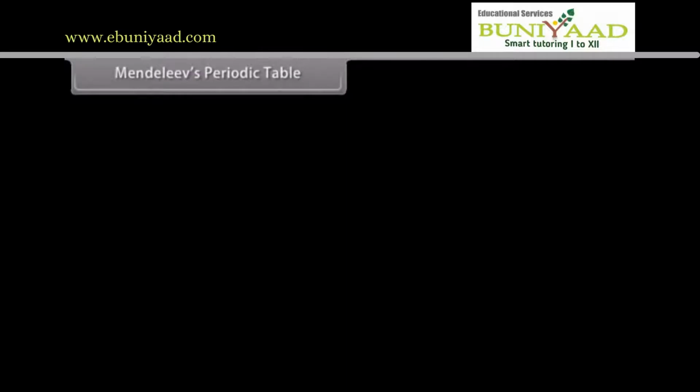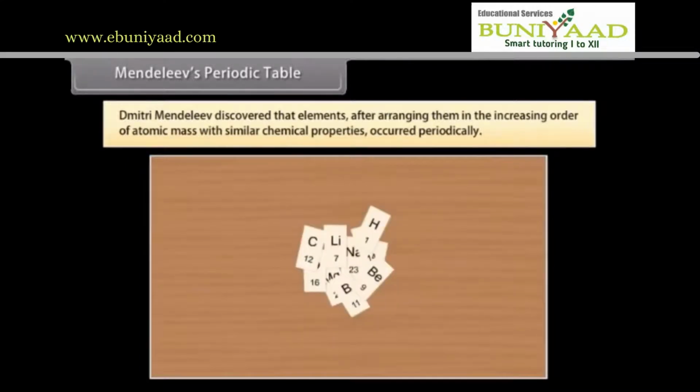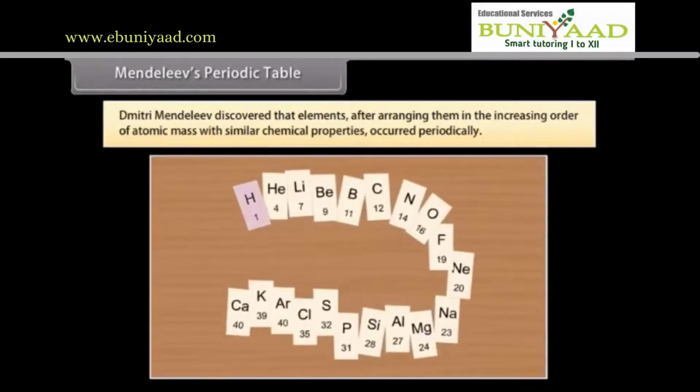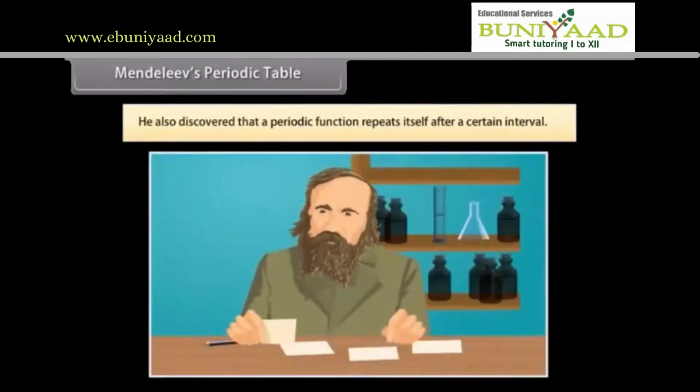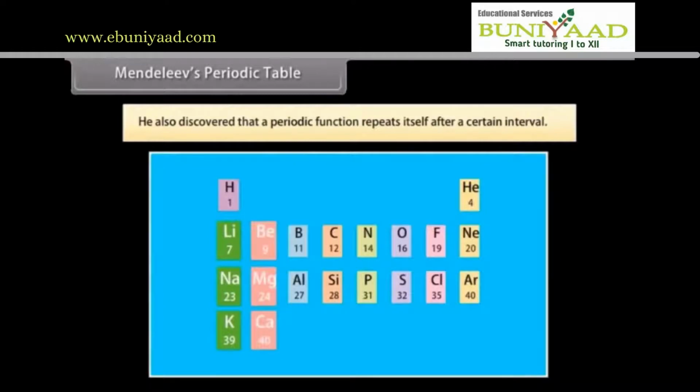Mendeleev's periodic table. Dmitri Mendeleev, a Russian chemist, discovered that elements, after arranging them in the increasing order of atomic mass with similar chemical properties, occurred periodically. In 1869, he stated this observation in Mendeleev's periodic law. He also discovered that a periodic function repeats itself after a certain interval. Hence, according to the periodic law, the chemical and physical properties of elements repeat themselves after certain intervals when they are arranged in the increasing order of their atomic mass.